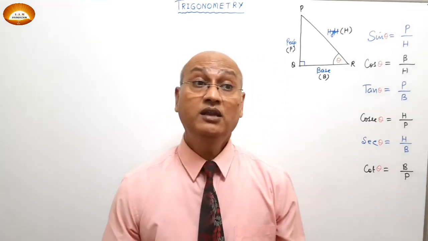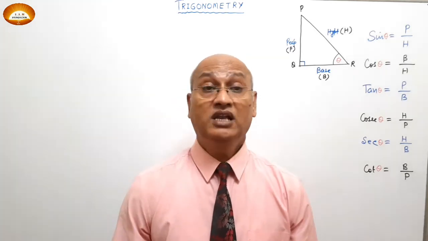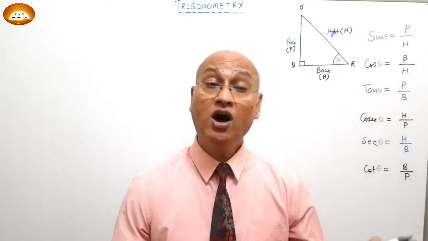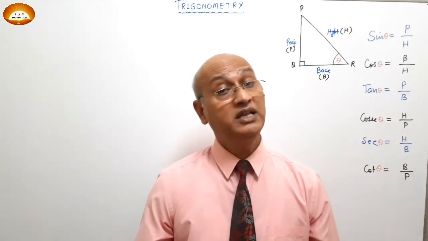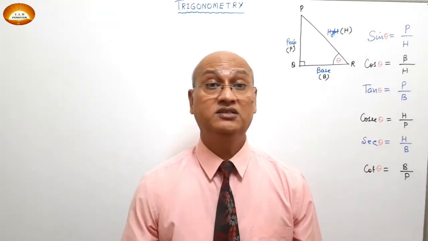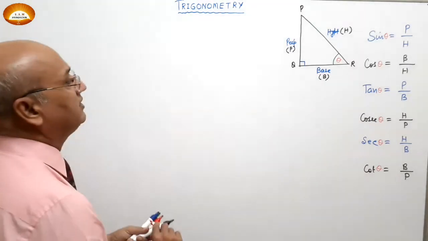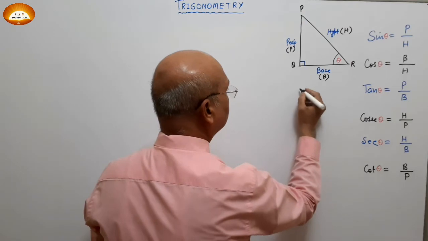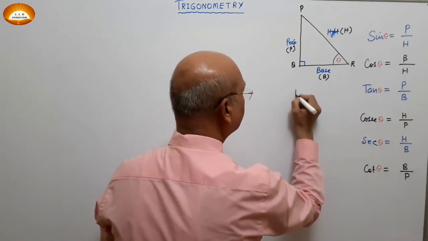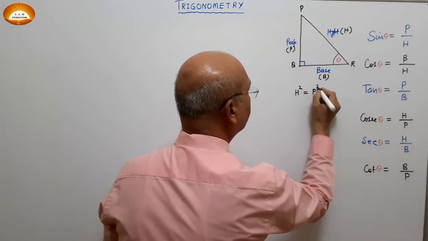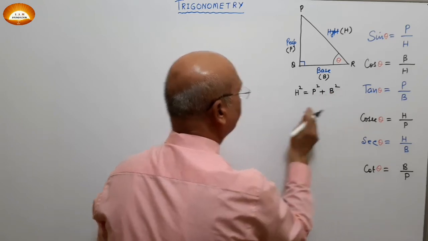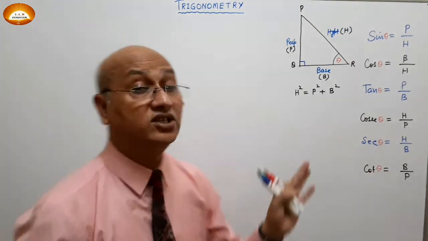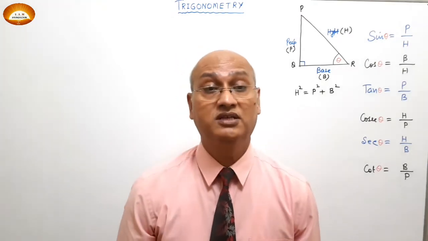I'm not going to tell you to just learn those three identities. Let's learn how they are formed. If you learn the method, you are not going to forget these identities. We know that in a right angle triangle we can write the Pythagoras theorem as hypotenuse square equals perpendicular square plus base square. I'm using the short forms. That method of getting the three identities we are going to demonstrate in this video.